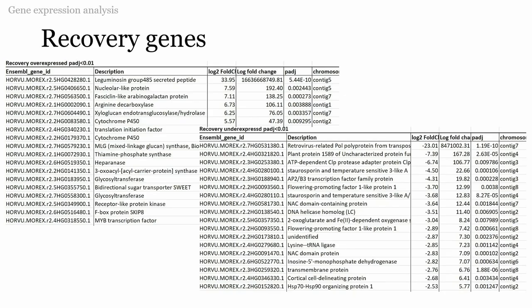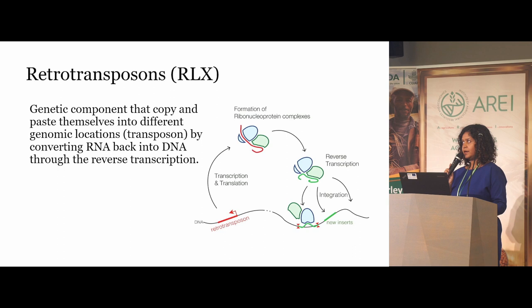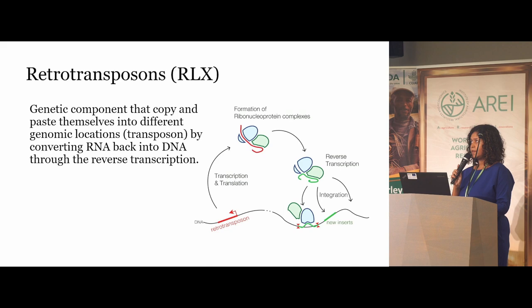Now I will talk about the third segment of my presentation, which is retrotransposons. Retrotransposons are class one transposable elements, and in barley, more than 80% of the genome is made up of transposable elements. Retrotransposons are the genetic components that copy and paste themselves into different genomic locations by converting RNA back into DNA through reverse transcription.